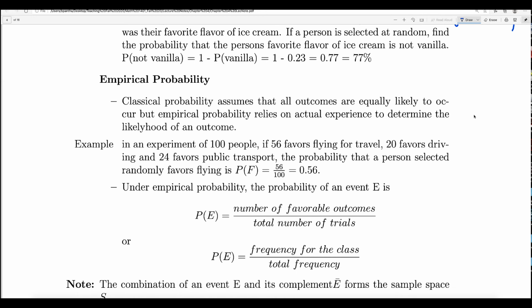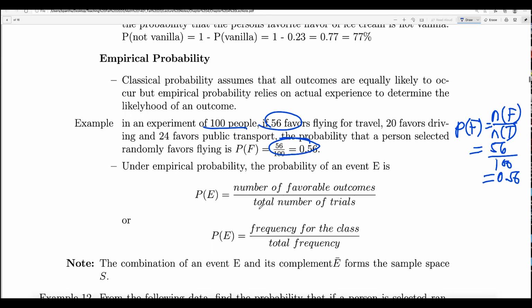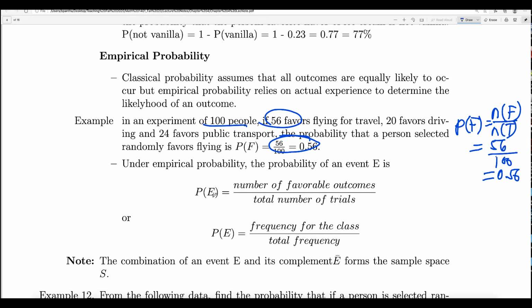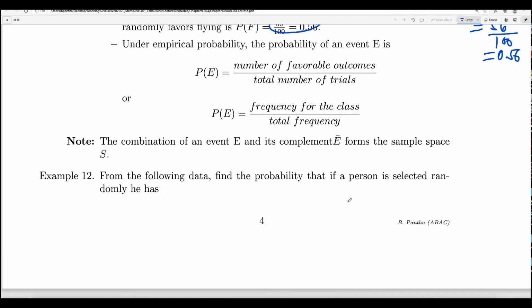So how many people favor flying? Probability of flying equals the number of people favoring flying over the total number of people, right? So the number of people favoring flying is 56, and the total number of people surveyed was 100. That is 56 over 100, which is 0.56. This is how we find this answer. Okay, so under the empirical probability, the probability of an event is the number of favorable outcomes over the total number of trials, or the frequency for that class over the total frequency. That's what you use. Okay, let's look at this example.